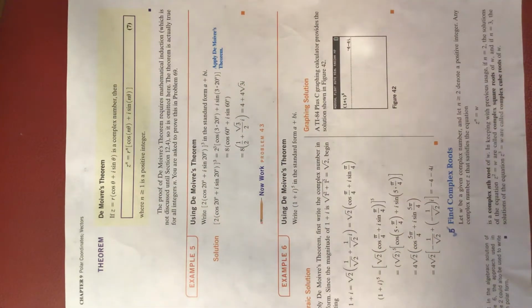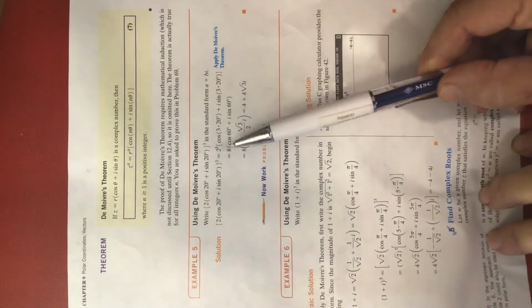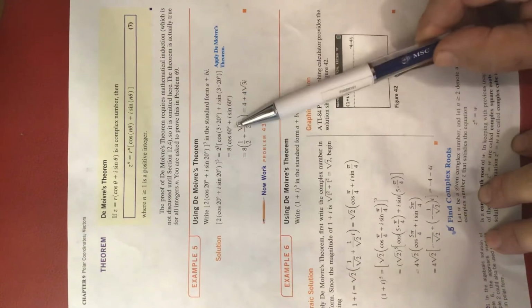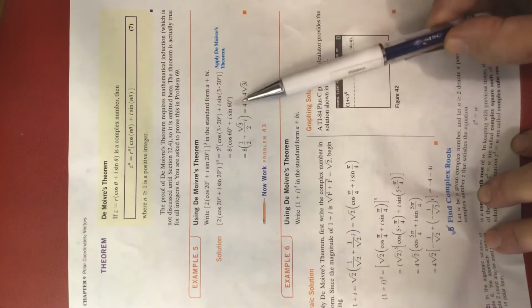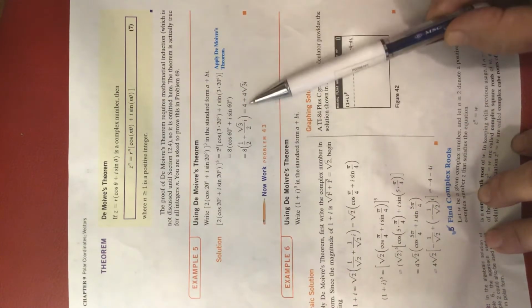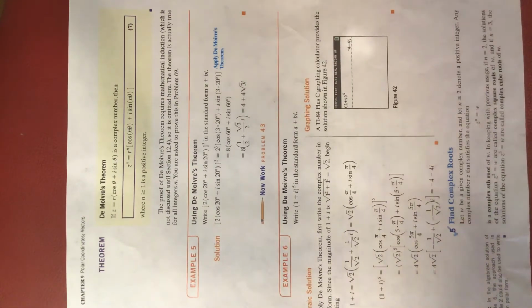If we want to put that into standard form, we get rid of the sine and the cosine. Cosine of 60 is a half. Sine of 60 is square root of 3 over 2. 8 times a half is 4. 8 times square root of 3 over 2 is 4 square root of 3 i. And we have converted it.